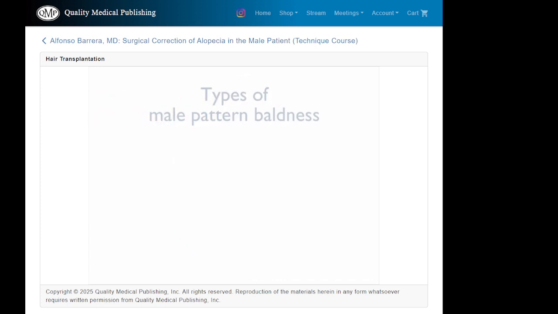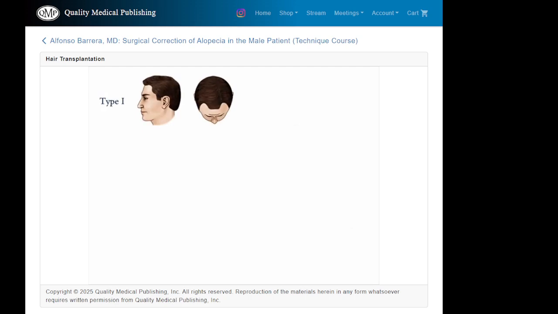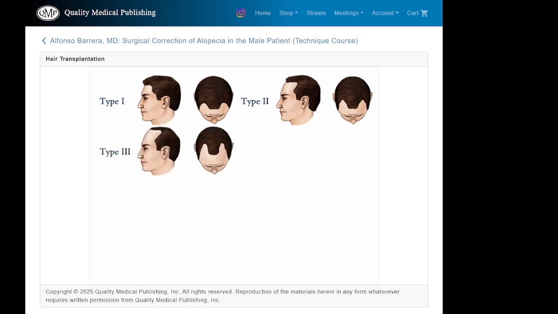Types of male pattern baldness. Type 1. There is minimal or no anterior hairline recession at the frontotemporal areas. Type 2. Triangular symmetric frontotemporal recessions extend posteriorly no more than 2 cm anterior to the coronal plane drawn between the external auditory canals. Type 3. The frontotemporal recessions extend posteriorly beyond 2 cm anterior to the coronal line drawn between the external auditory canals.